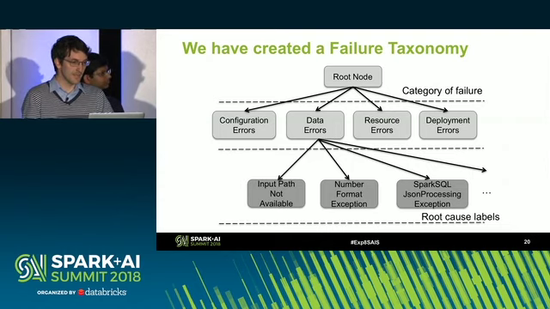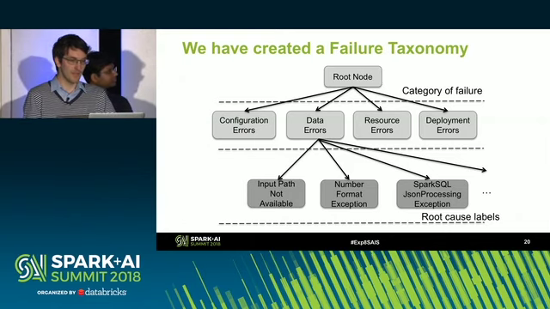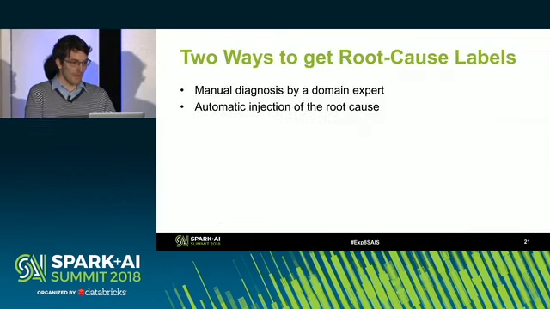So for instance, here we can see that we have configuration errors, data errors, resource errors, deployment errors, and then the data errors can be subcategorized into input path not available errors, number format exceptions, JSON parsing exceptions, and so on.